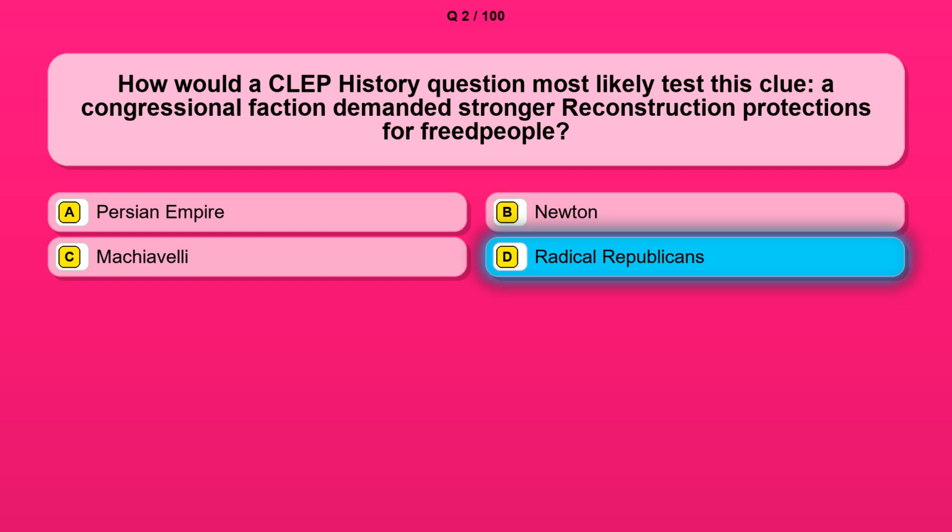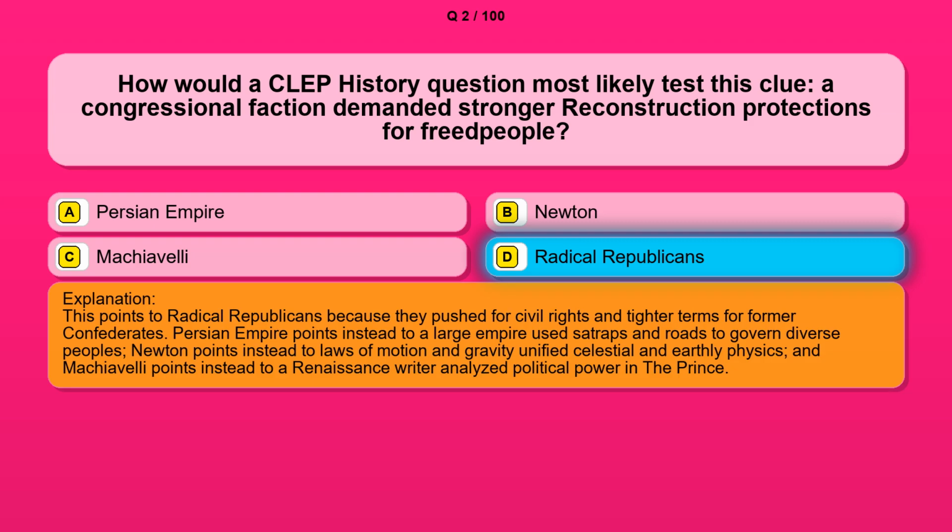Radical Republicans. This points to Radical Republicans because they pushed for civil rights and tighter terms for former Confederates. Persian Empire points instead to a large empire used satraps and roads to govern diverse peoples. Newton points instead to laws of motion and gravity unified celestial and earthly physics, and Machiavelli points instead to a Renaissance writer analyzed political power in The Prince.